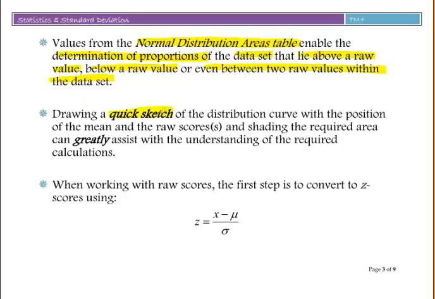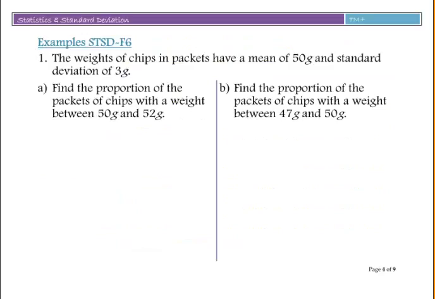Now, a quick sketch is the way to go because it'll help you figure out exactly what you're calculating. So you should reshade the required area and then use it to work out what the required calculations will be. When working with raw scores, the first step is to convert to Z scores so we can use that normal distribution table. So let's look at some examples.